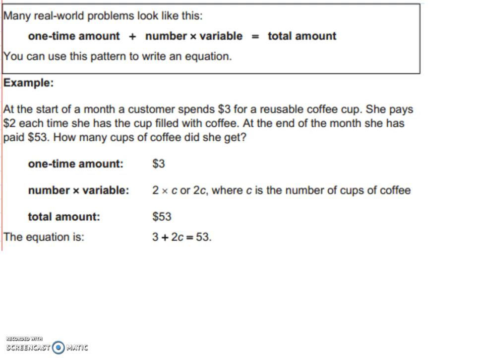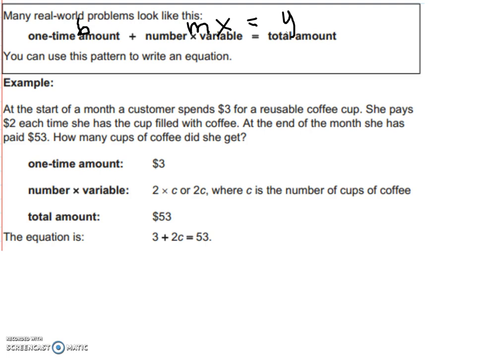Many real-world problems look like this. You have a one-time amount. Well, that one-time amount, remember, is our B. It is our flat fee. Plus the number times a variable. Well, that's just saying the M and the X. And our total amount is the Y. So you've already seen this type of equation, the y equals mx plus b. And you can always use this pattern to write an equation.